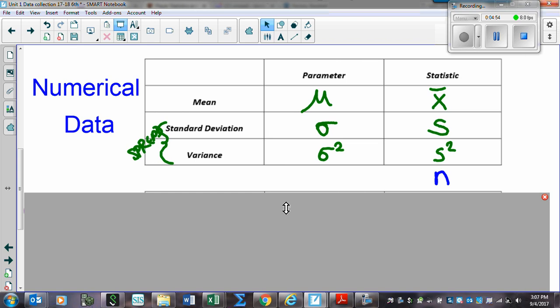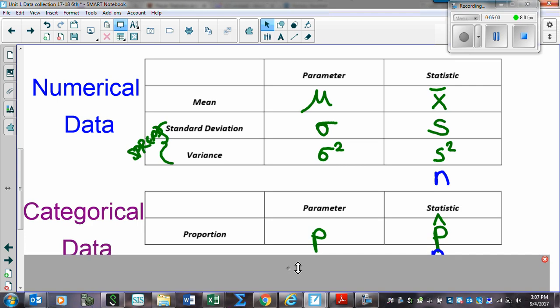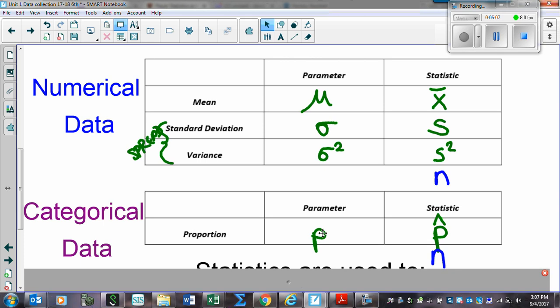And our sample size, again, we said is n. We'll use that when we take samples. For categorical data, for proportion, there's less going on there. P stands for the proportion of the population. Some people, when they start, think that P stands for population, or they think that P stands for parameter. P is a parameter, and it does describe the population, but what P stands for is the proportion of the population.